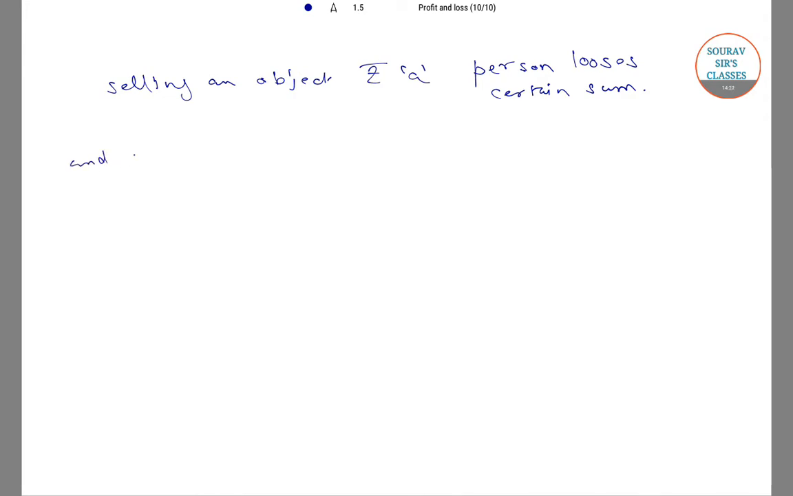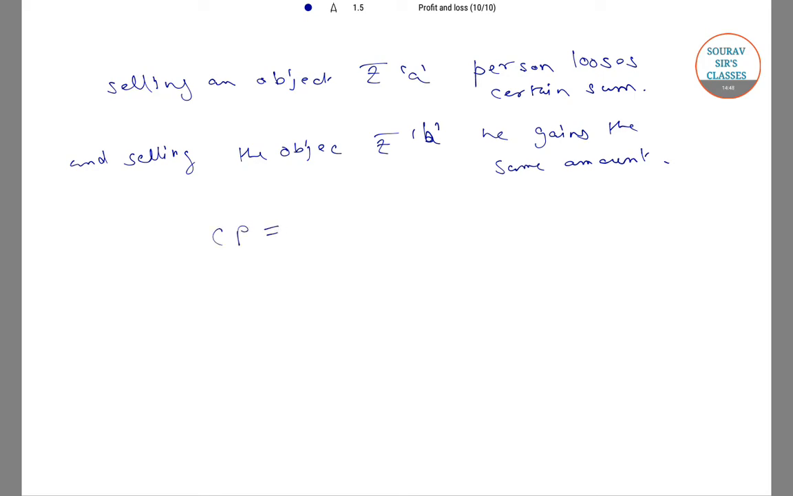Next formula says that if selling an object at rupees A, the person loses a certain sum, and selling the same article or object at rupees B, he gains the same amount, then the CP of that article would be given by rupees (A plus B) divided by 2, that is the average of both selling prices.